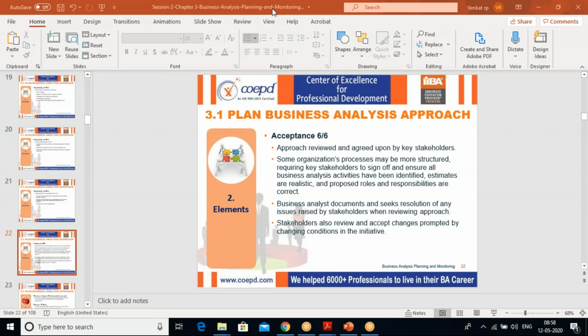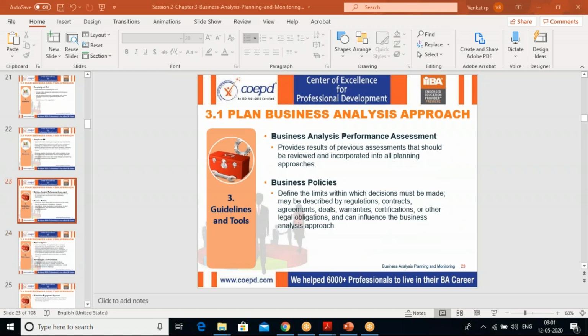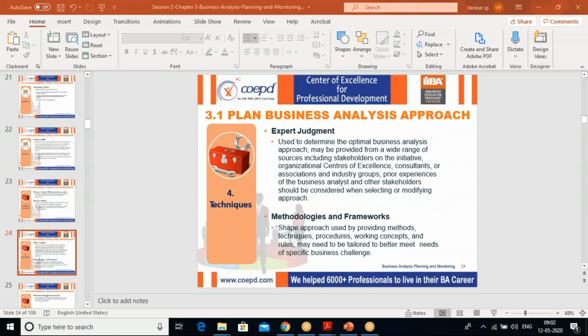So since we have gone through it, the next one we will be seeing is the guidelines and tools. When you see the guidelines and tools, now when you're going to plan your approach, you should keep in mind business analysis performance assessment, how we are going to do that. And also business policies, they will influence a lot in this.